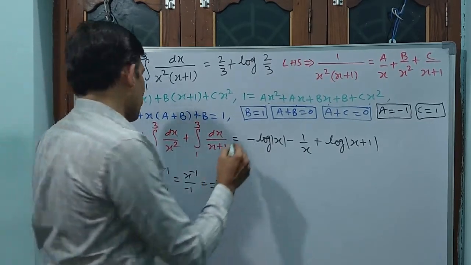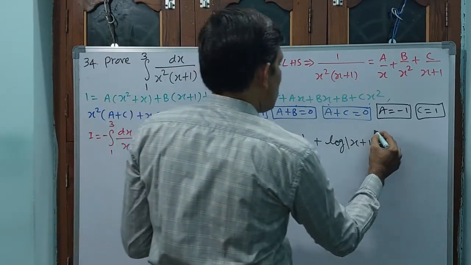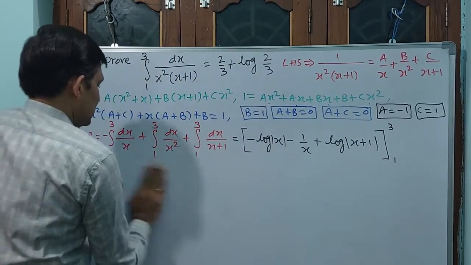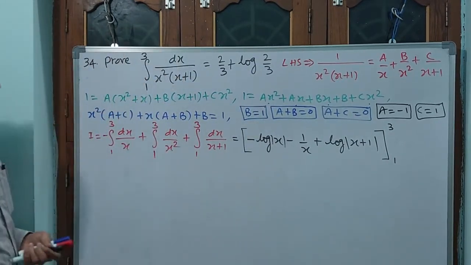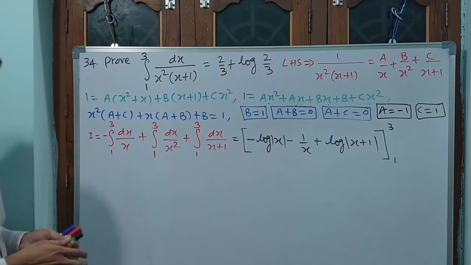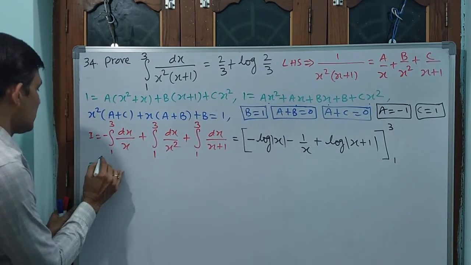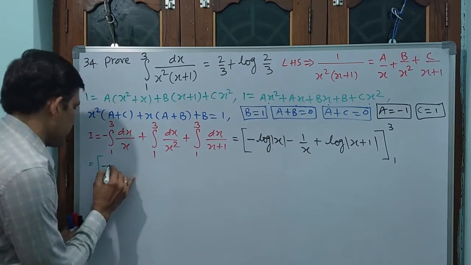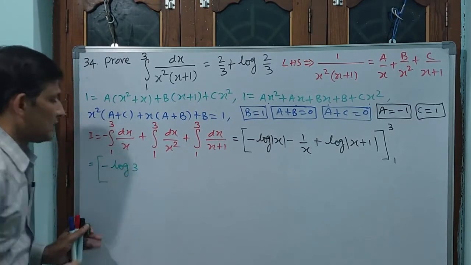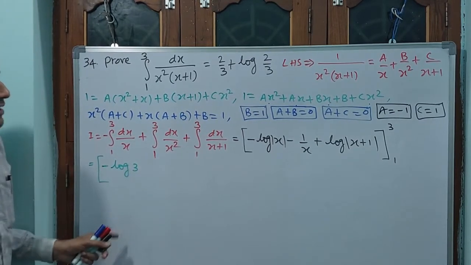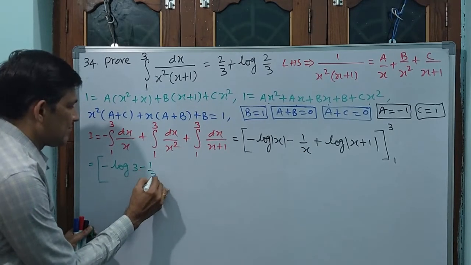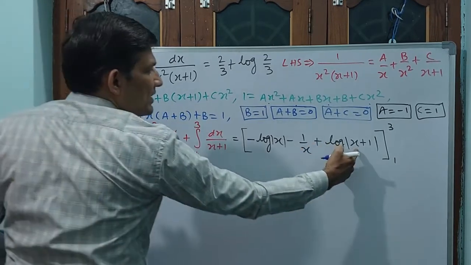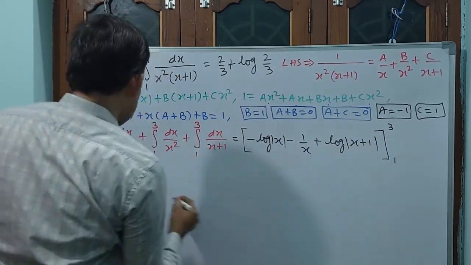Now you see, you apply all the limits. 1 to 3 you have to apply limit. Application of limits. Apply limits. That is equal to, you see, first upper limit: minus log 3. Okay, minus 1 by 3, plus log 4. Why? Because x is 3 means 3 plus 1, 4. Plus log 4.